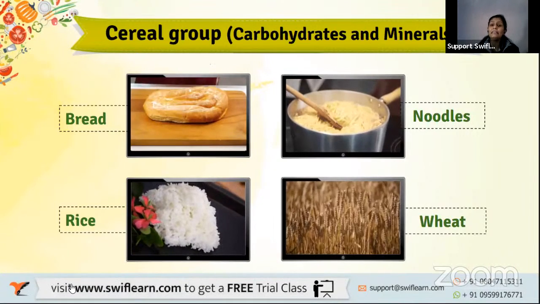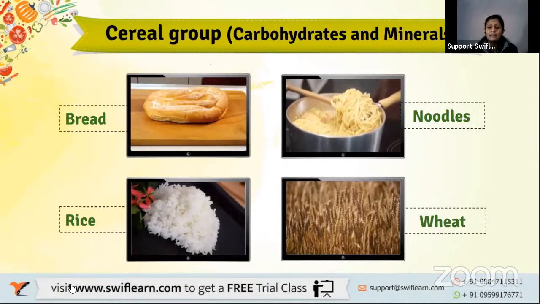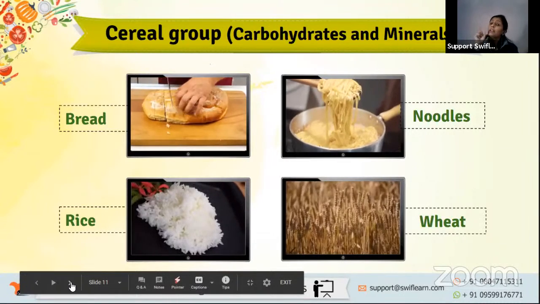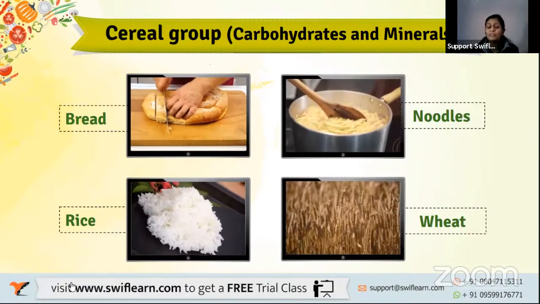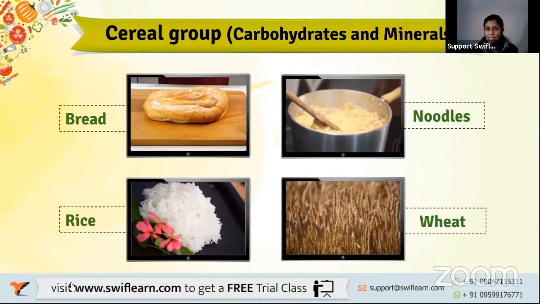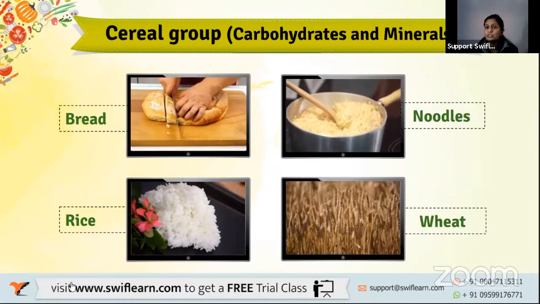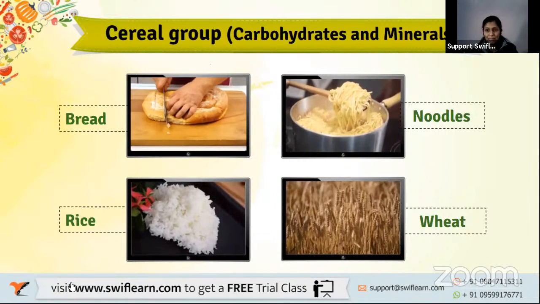It is basically containing carbohydrates and minerals. Cereal grains are high in carbohydrates. They have a low amount of fat and they are good sources of protein and they provide good fiber, vitamins and minerals to our body. So what is the cereal group? What are the specifications of the cereal group? They contain carbohydrates and vitamins and minerals.